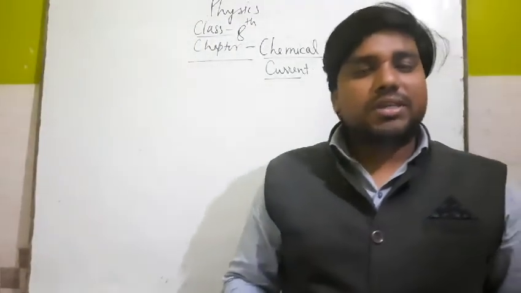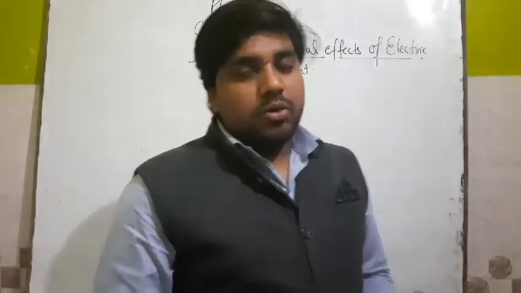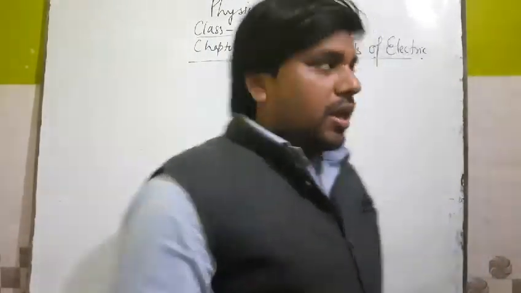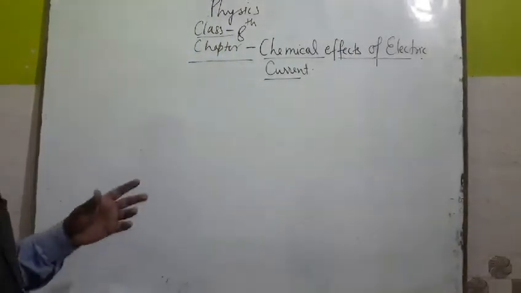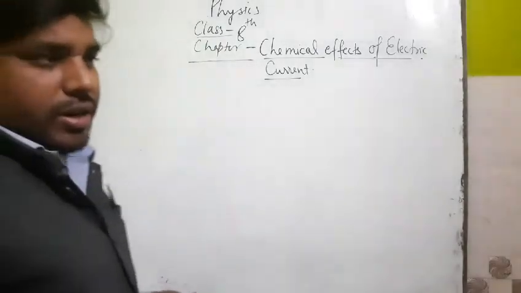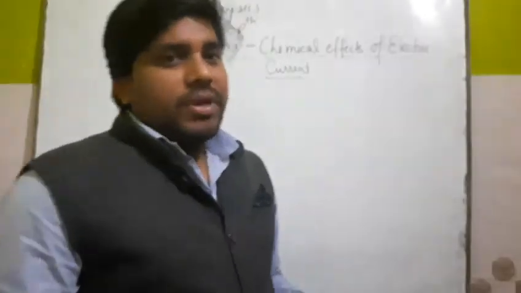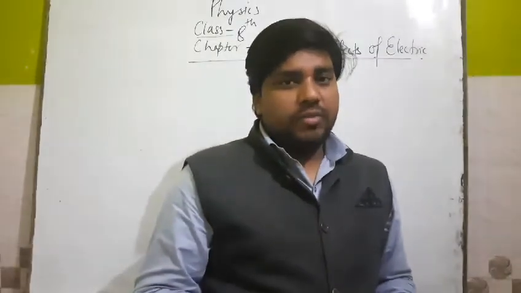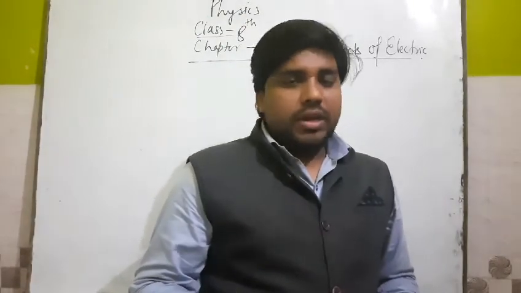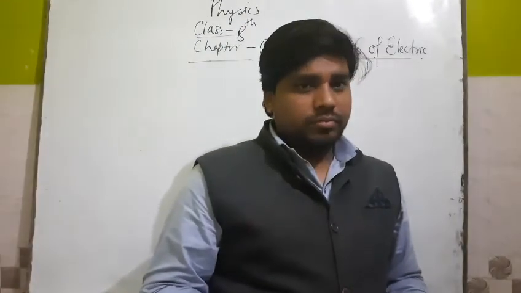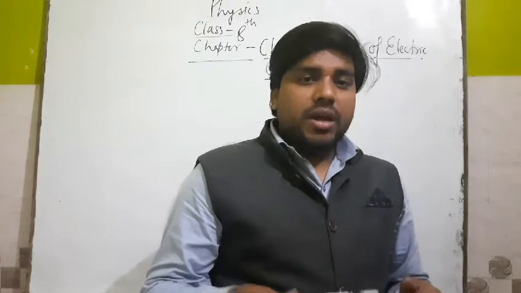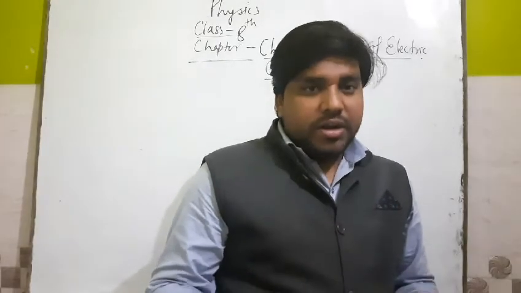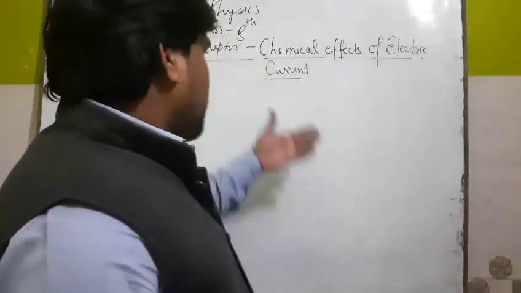Now today we are going to discuss and start a new chapter of physics, that is chemical effect of electric current. You know what is electric current? Electric current is simply the rate of flow of charge. When the charge flows, then electricity can flow, and that is known as electric current. But this electric current comes or is generated due to the effect of chemicals.